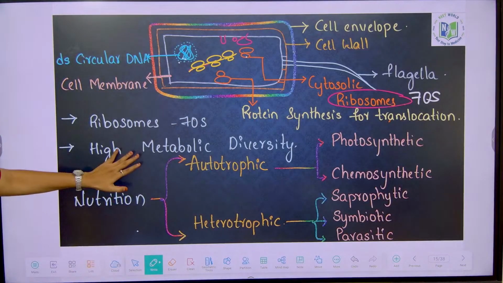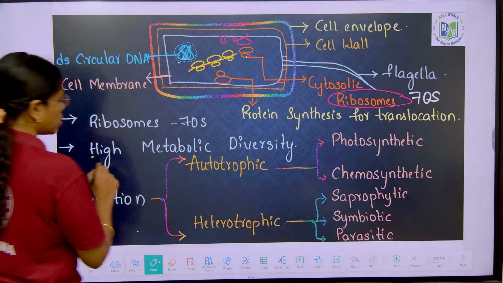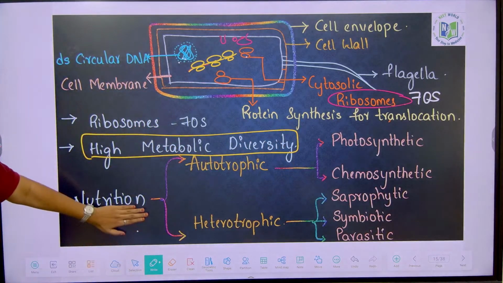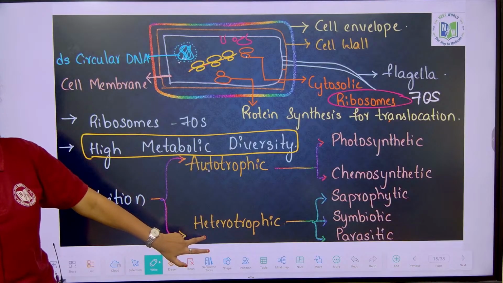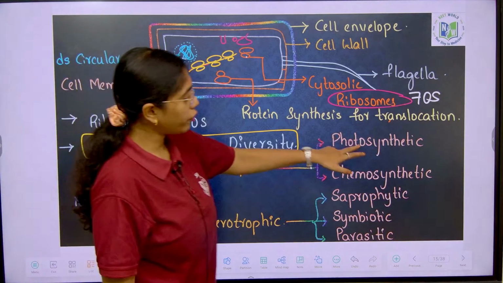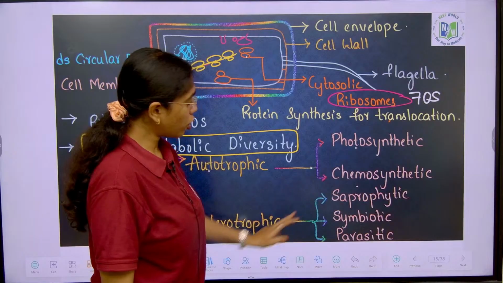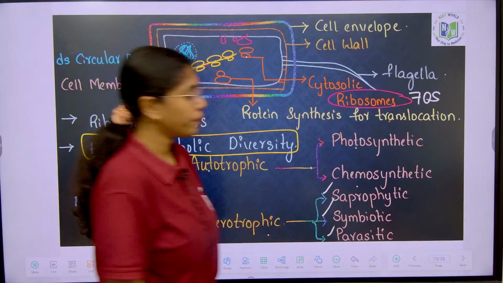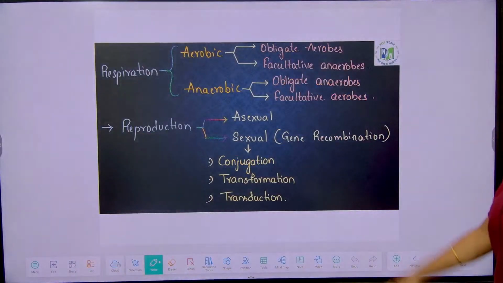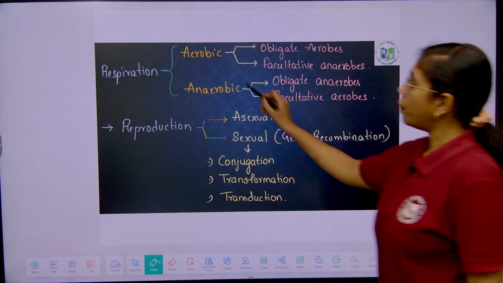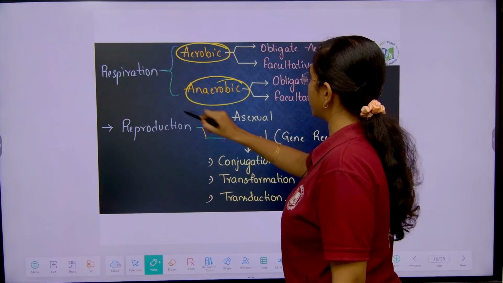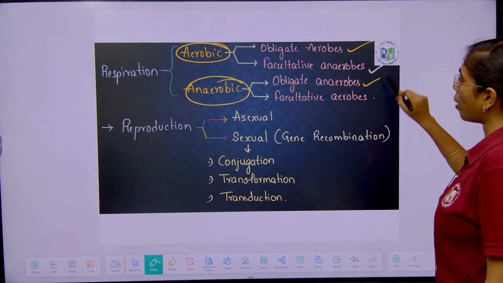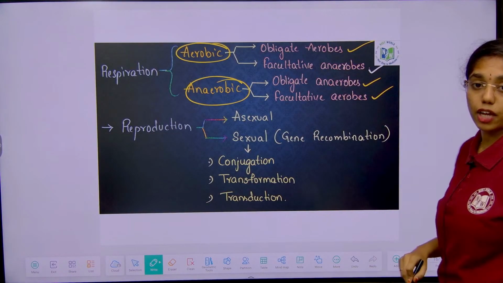Now, what they are showing, I already told you this term. They exhibit what diversity? Highest metabolic diversity. Nutrition, so you can see autotrophic, heterotrophic. Again autotrophic, photosynthetic, chemosynthetic. Heterotrophic, we have saprophytic, symbiotic, parasitic mode of nutrition. And then respiration, if you observe, aerobic respiration, anaerobic respiration. Aerobic, you can see obligate aerobes, facultative anaerobes, obligate anaerobes, facultative aerobes.